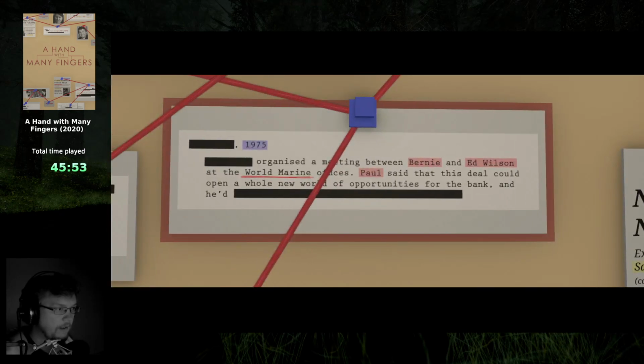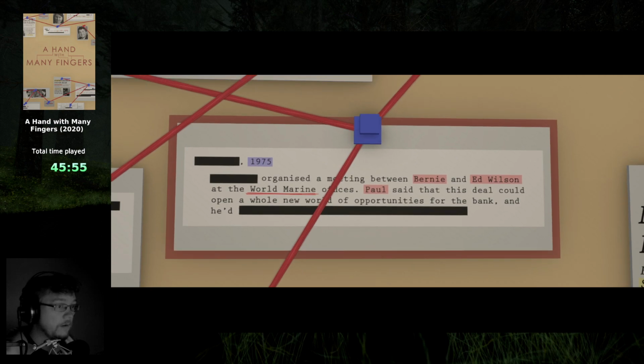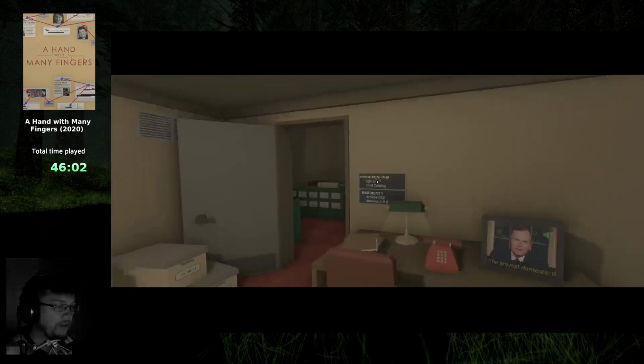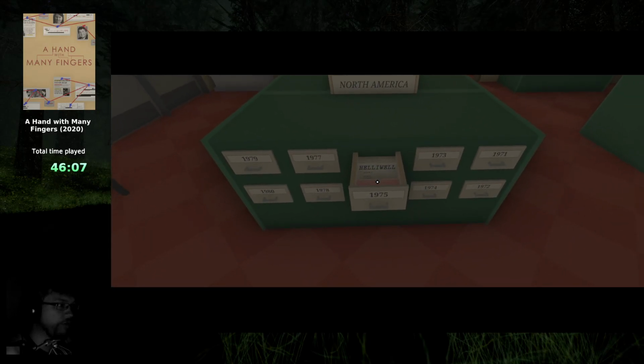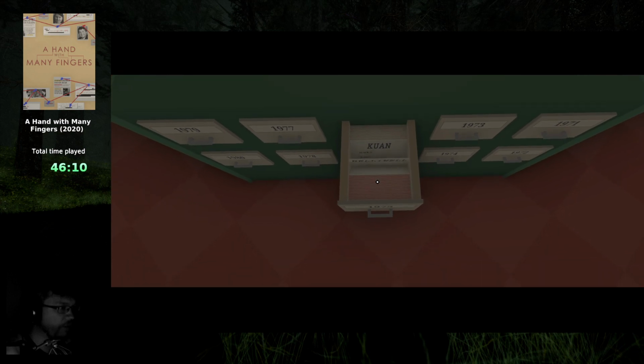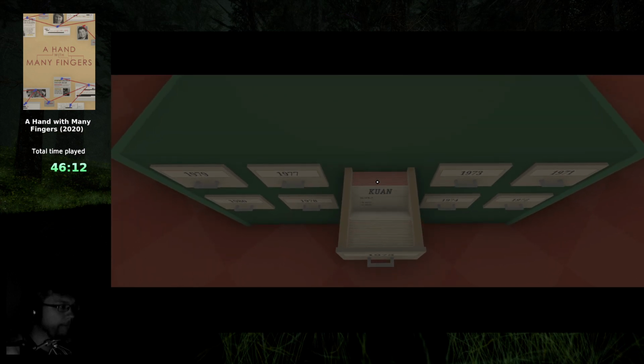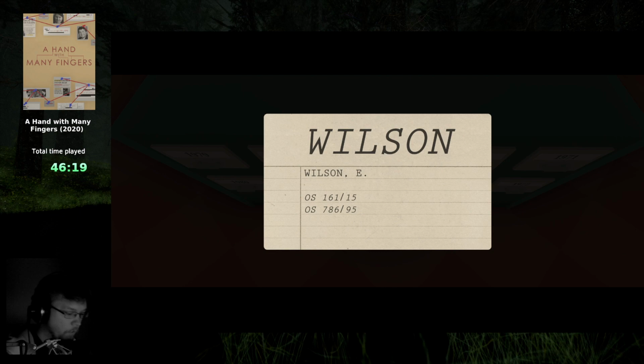Alright. Well, they also had a meeting in '75 at the World Marine offices in Washington. So '75, North America. Oh fuck, why are these boxes I've already opened? Wilson. Thank you. 16115, I've checked that already. 786. That's a new one.